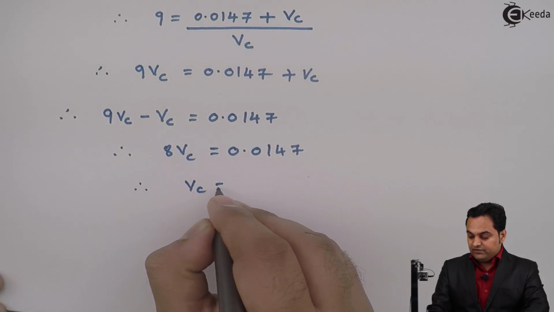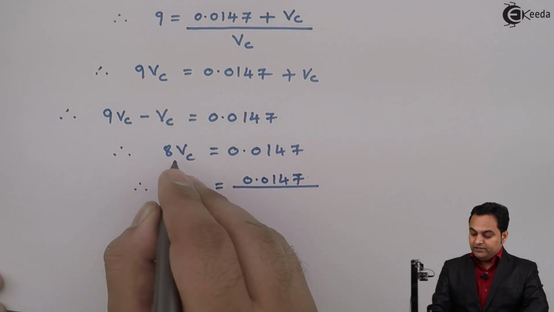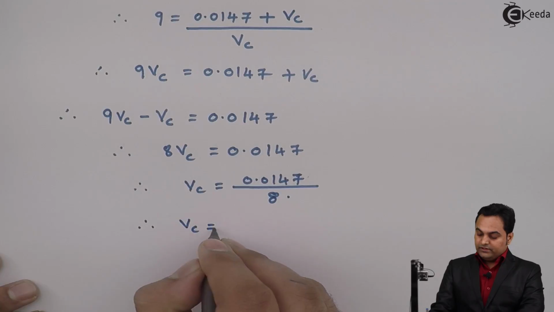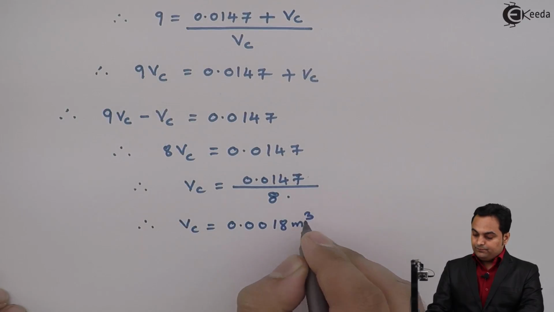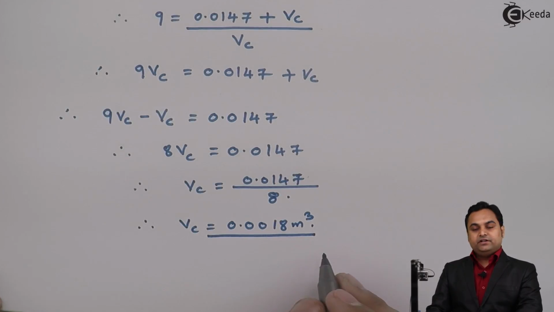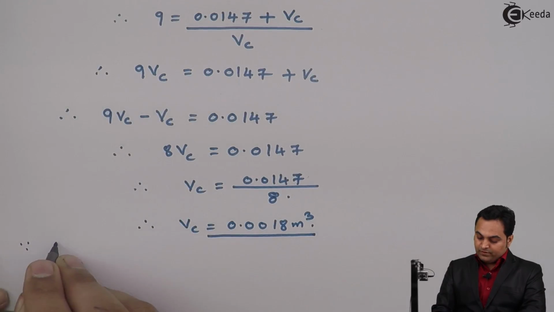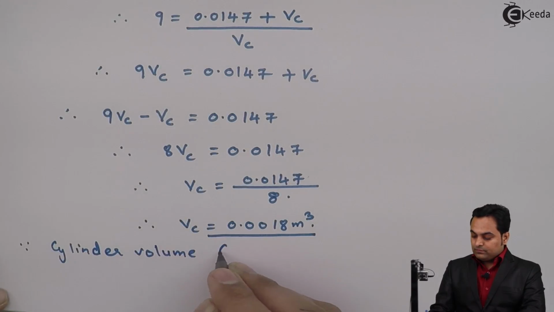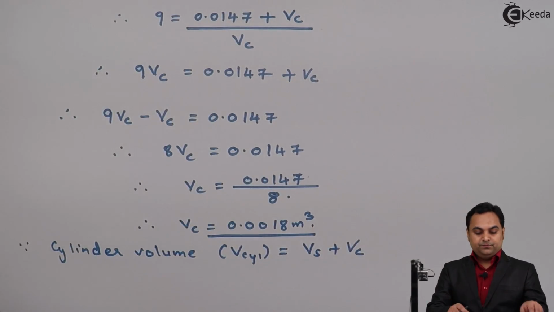So finally V suffix C is equal to 0.0147 divided by 8. Hence my answer for clearance volume comes out to be 0.0018 meter cube. And now after getting the clearance volume, I'll calculate the cylinder volume, that is, cylinder volume V suffix CYL is equal to swept volume plus clearance volume.